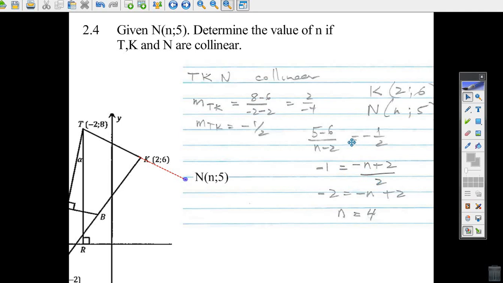Then I multiplied both sides by 2 and I got a minus 2 here and it canceled. Then I subtracted 2 and got minus n equals minus 4. Well, if minus n equals minus 4, little n must equal 4. And that's how you do it. You just find the gradient and then set up an equation, because if it's in the same line, it's got the same gradient of minus a half. Set up an equation for the gradient of KN. And there you go.